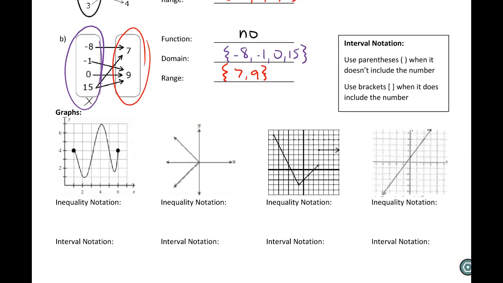One thing I want to introduce to you here with the graphs is interval notation. And when we have interval notation, we use parentheses when it doesn't include a number, and we use brackets when it does include a number. So I'll show you that in just a second. But here I have a graph, and this is really important how you think about domain and range here. So domain is going to go from left to right. That's how we're going to find our domain. We're going to look from left to right. Our range is going to go from the bottom to the top. That's how we'll find our range.